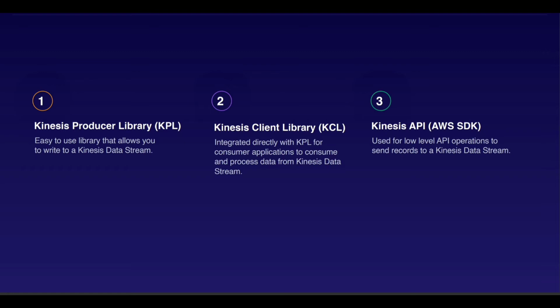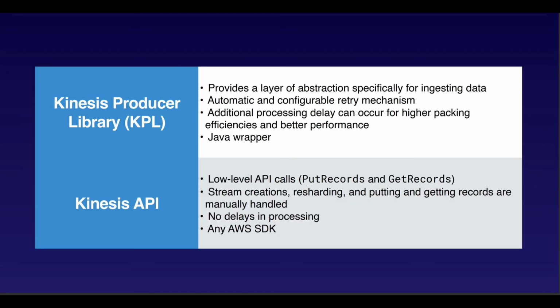So let's go ahead and take a look at some key features between the Kinesis Producer Library and the Kinesis API. With the Kinesis Producer Library, we said that it provides a layer of abstraction especially for ingesting data. We can perform the same actions with the Kinesis API, but things like automatic retry and the aggregation of records for optimization are done automatically with the Kinesis Producer Library, and we have to do them manually with the Kinesis API.